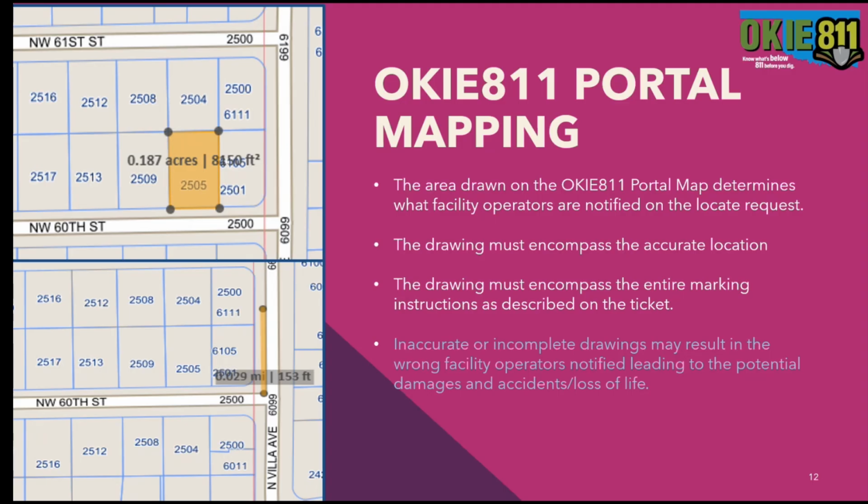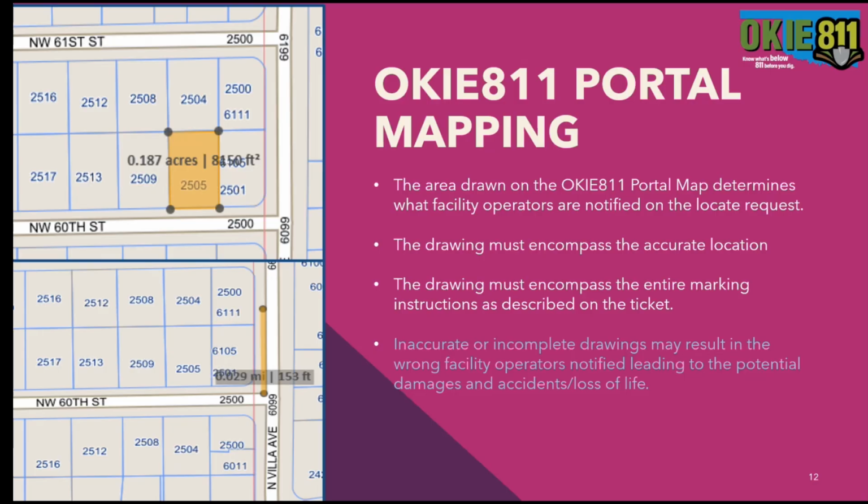So when submitting your locate request on the OK 811 portal, the mapping plays a very important part in ensuring all of the registered facility operators are notified on your locate request. The area drawn on the OK 811 portal map determines what facility operators are notified on the locate request. So that means basically the little orange marking here that we see on the top left for this address, we're only notifying the companies right there within that orange polygon and a small safety buffer on top of it. So just keep that in mind when you are encompassing the dig site on the map.